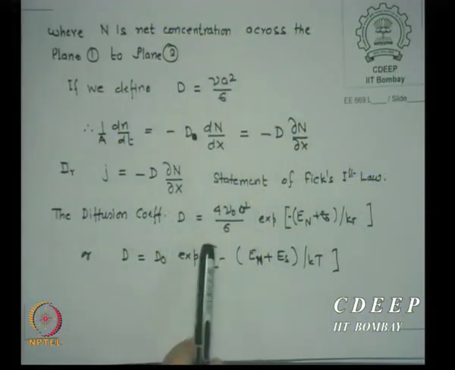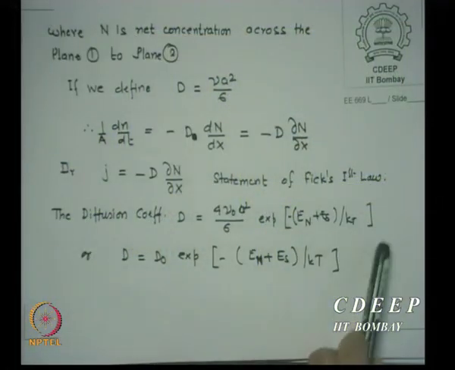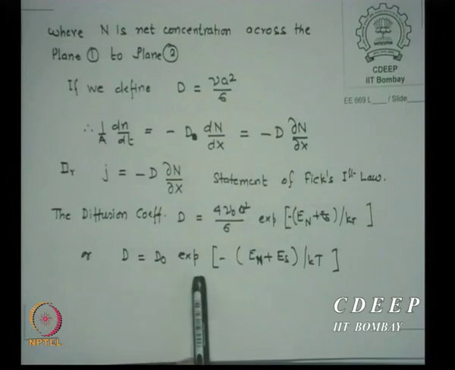Why this minus sign? Gradient down, minus sign. D is the diffusion coefficient or diffusion constant. And we know the diffusion coefficient can be rewritten as 4 nu a square by 6 exponential minus (En plus Es) by kT for vacancy transport. So D is equal to D0, this term is called D0, exponential minus (En plus Es) by kT. So Fick's first law says J is equal to minus D dn by dx, the gradient, that is our first thing.